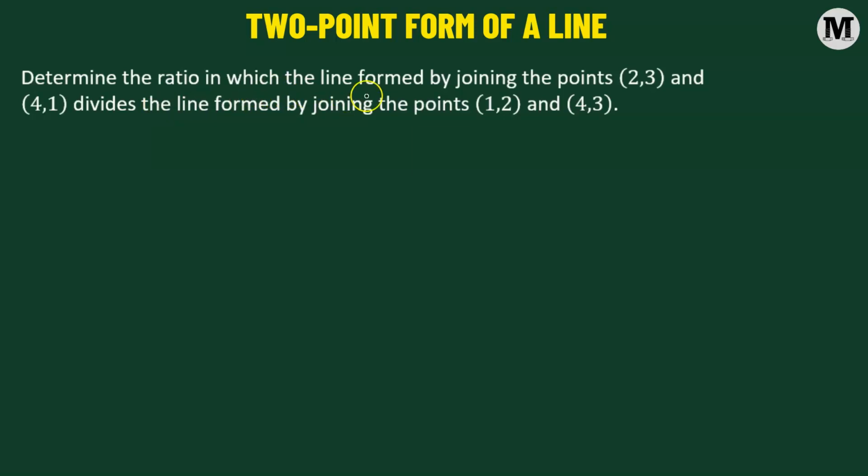Determine the ratio in which the line formed by joining the points (2, 3) and (4, 1) divides the line formed by joining the points (1, 2) and (4, 3).